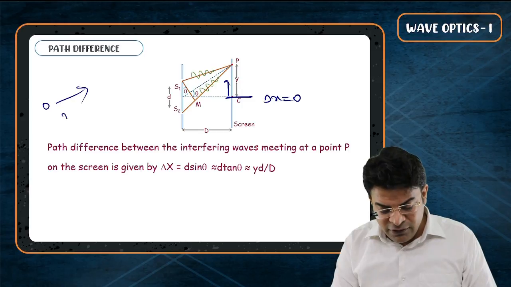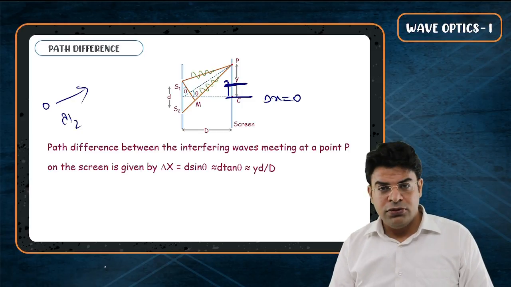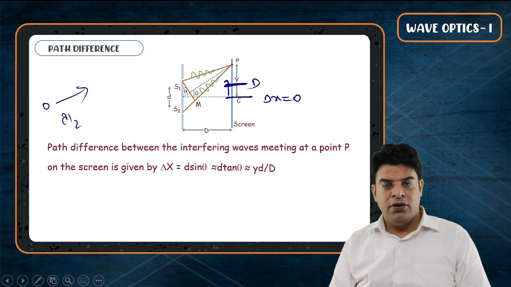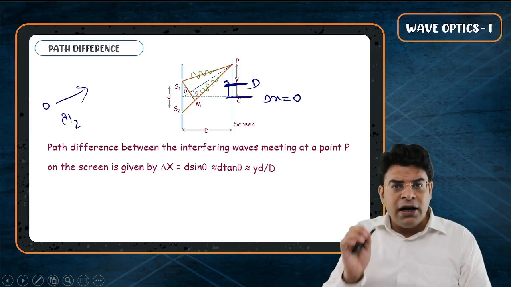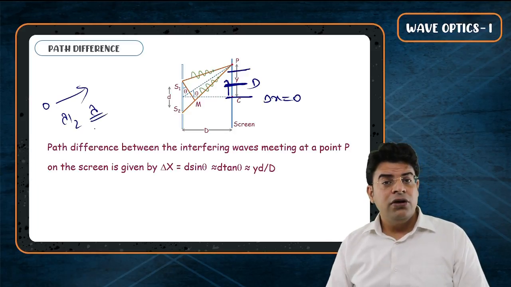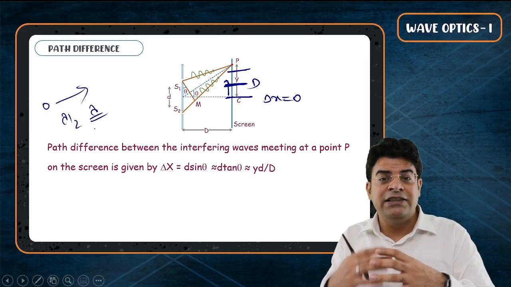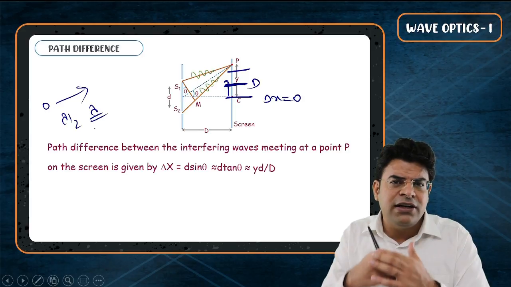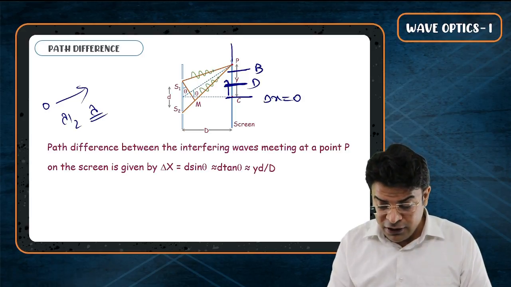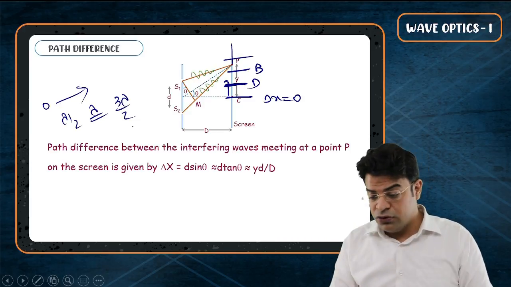Now visualize that the path difference initially is 0 and it keeps on increasing. So somewhere it will become lambda by 2. Where the path difference becomes lambda by 2, the waves will try to cancel out each other and you will see dark. You keep on going up, the path difference keeps on increasing. Somewhere the path difference will become equal to lambda. When the path difference becomes lambda, now the waves are in the same phase, they add up and the resultant intensity is high. You see a bright spot. You keep on going up, after lambda you get 3 lambda by 2. Again the two waves try to cancel out, so you get dark.